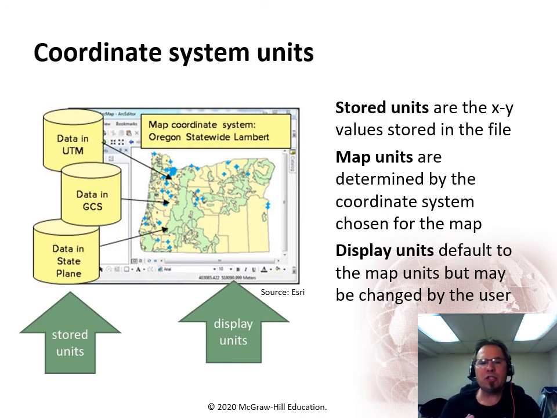So when you're working in GIS, there are 3 different coordinate system units, and this can get confusing when you're first learning GIS. You have stored units, map units, and display units. Stored units are the units that are intrinsic in the data itself. So if the data is in lat-lon, it's lat-lon. If the data is in a state plane or UTM zone, it's in there. Buried in the data is a table of the equivalent two-dimensional coordinates. So those are the stored units.